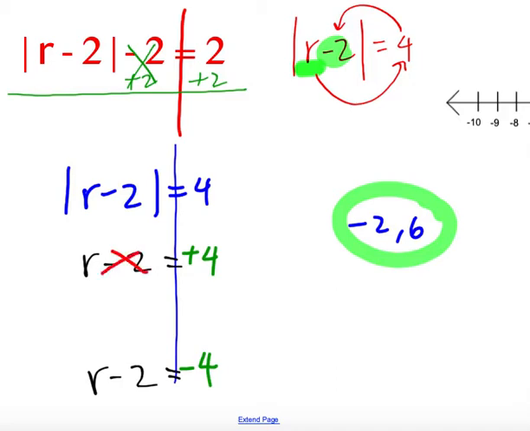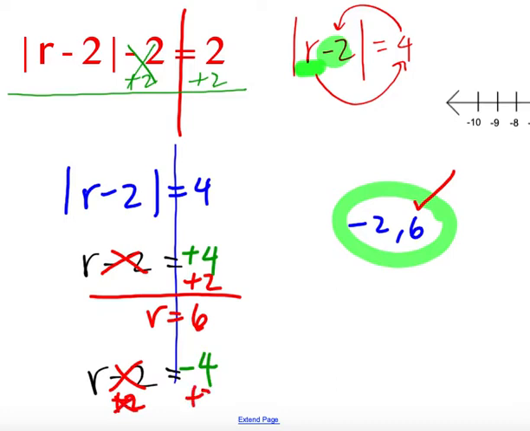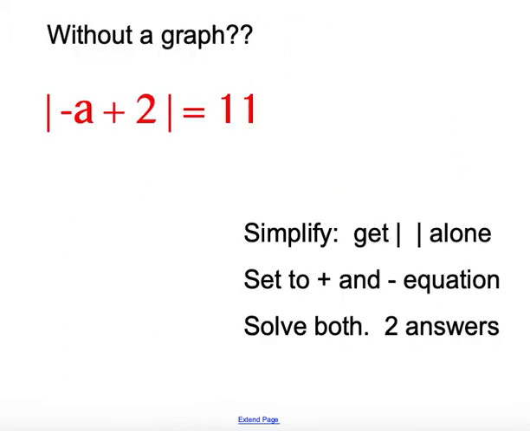Let's get r by itself. So r would equal 6, which is what we got right here. And if we add 2 to both sides, we have r equals -2, which is what we have right here. So in order to do this without a number line, here are your steps.